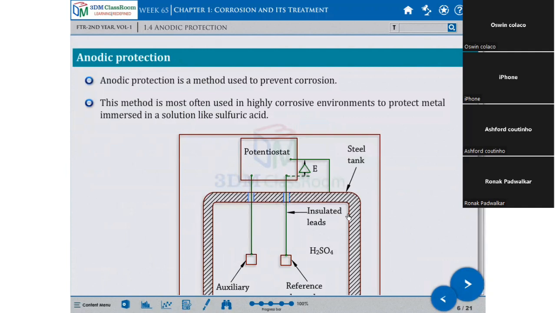Anodic protection is a method used to prevent corrosion. So now, how can we save our product from corrosion? The first one is anodic protection. What is anodic protection? Anodic protection is a method used to prevent corrosion. This method is most often used in highly corrosive environments to protect metals immersed in a solution like sulfuric acid.